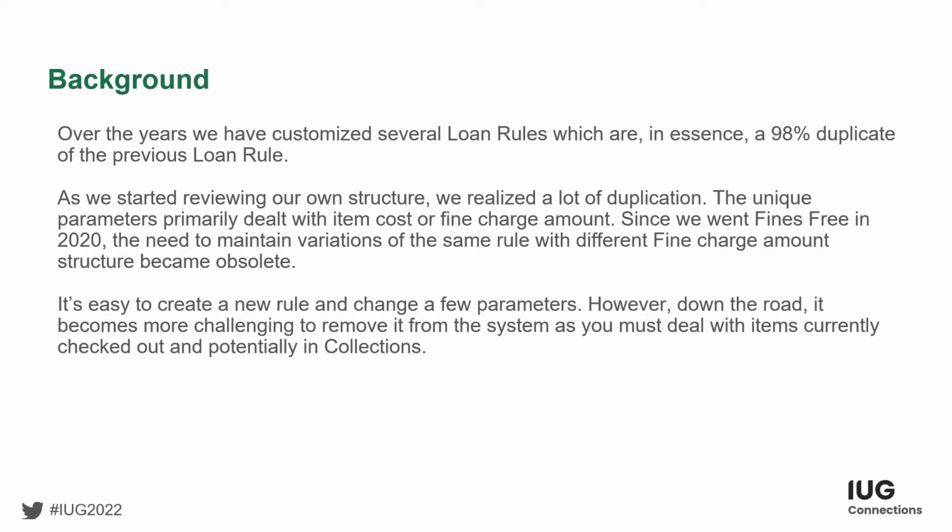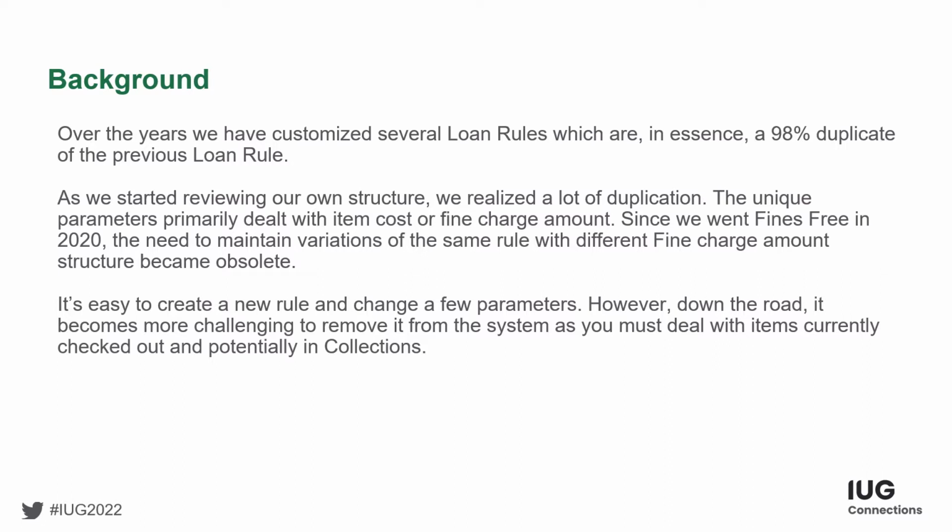All right, so a little bit of background on the project itself. Over the years we have customized several loan rules, which are in essence 98% duplicates of the previous loan rule. As we started reviewing our own structure, we realized there was a lot of duplication. The unique parameters primarily dealt with item cost or fine charge amounts. Since we went fines free in 2020, the need to maintain variations of the same rule with different fine charge amount structures became obsolete.